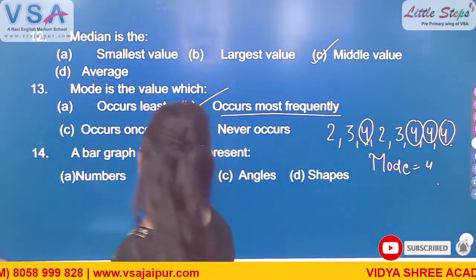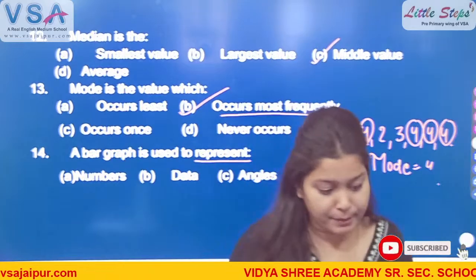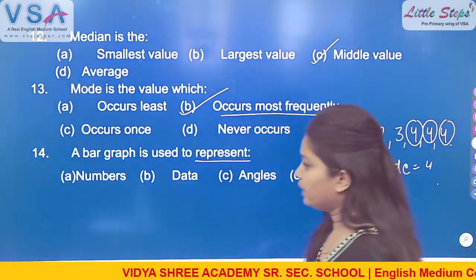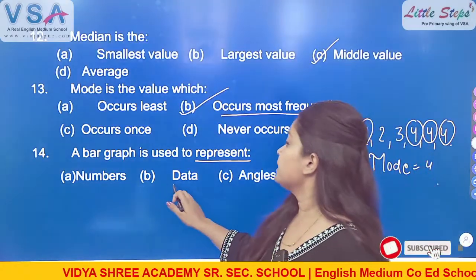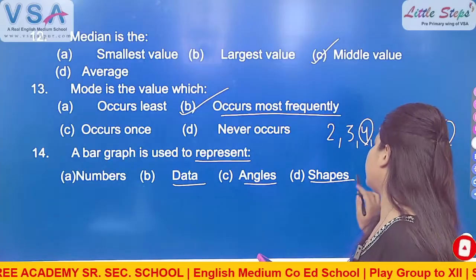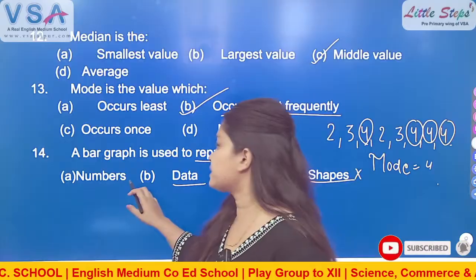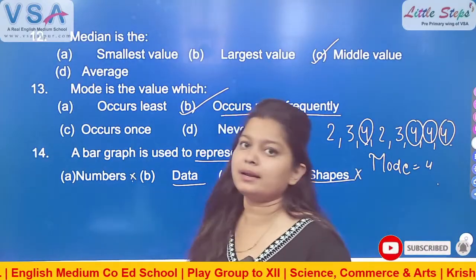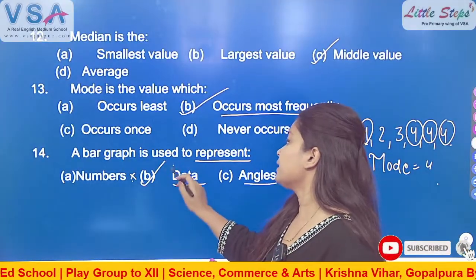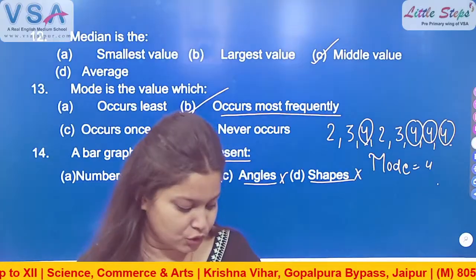14th MCQ. A bar graph is used to represent, as you all know, bar graph हमने बनाया है ग्राफ पेपर पे. तो हम देखेंगे कि बार ग्राफ में हम किसको रिप्रेजेंट करते हैं. हम नंबर्स को रिप्रेजेंट करते हैं, क्या किसी एक डेटा को रिप्रेजेंट करते हैं, या कोई एंगल्स शो कर रहे हैं या शेप कर रहे हैं. शेप हम नहीं करते, एंगल्स नहीं करते. ऑफ कोर्स हम वहाँ पे नंबर्स का यूज करते हैं बट हम रिप्रेजेंट नंबर्स नहीं करते हैं. हम हमेशा एक डेटा रिप्रेजेंट करते हैं कि हम कोई इंफॉर्मेशन दे रहे हैं, उसको बार ग्राफ के थ्रू हम ड्रॉ करके शो कर रहे हैं.